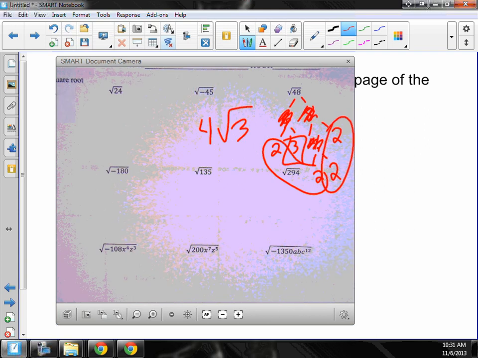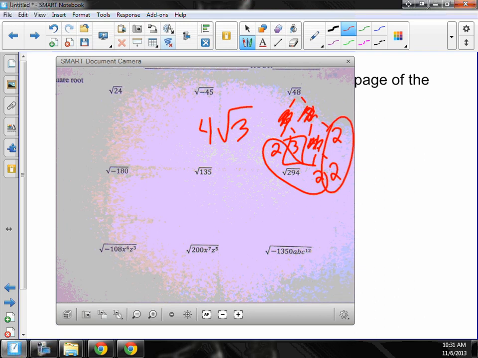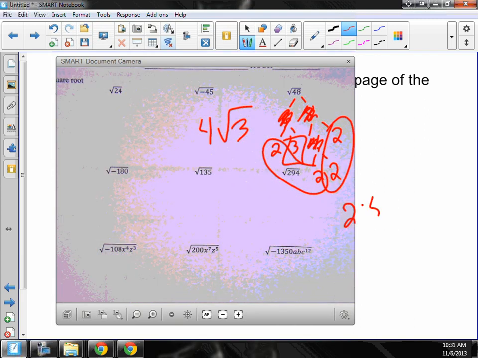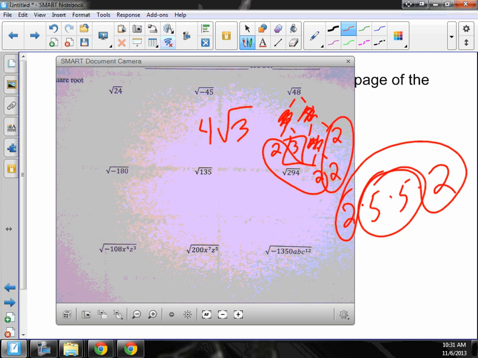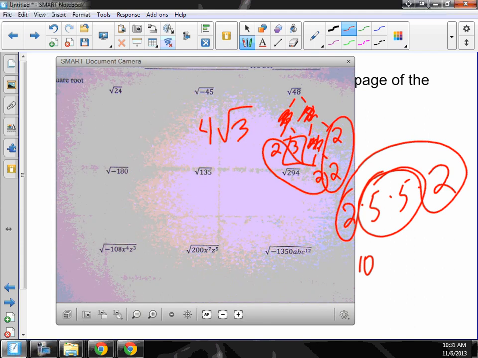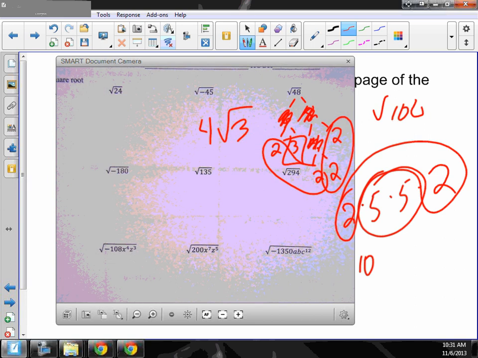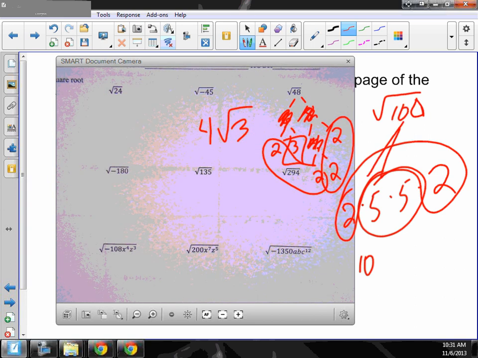What happens if everything comes out? Is that possible? What if we had 2 times 5 times 5 times 2? What can I bring out? I can bring out a set of 2s and a set of 5s. So what's on the outside? 10. What's on the inside? A 1, which in multiplication means nothing, so the square root cancels. And the answer is just 10. And actually, this would have been the square root of 100, which is 2, 5, 5, and 2. And we know that the square root of 100 is 10.